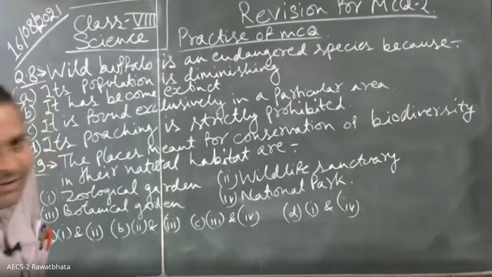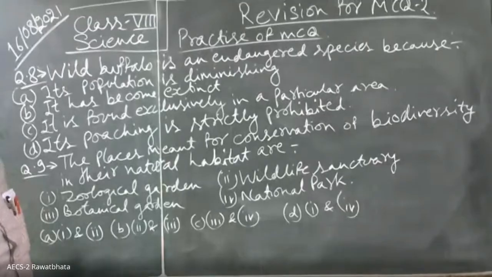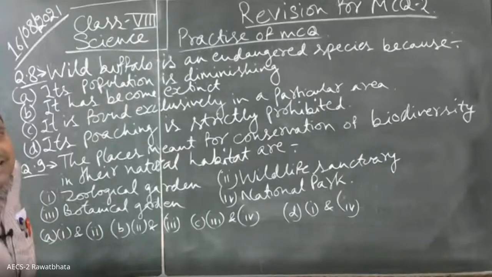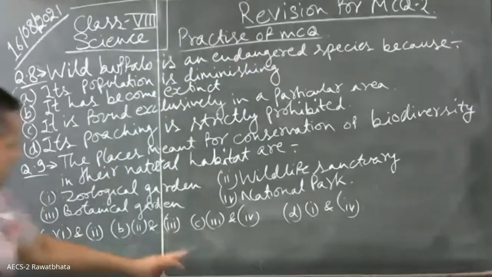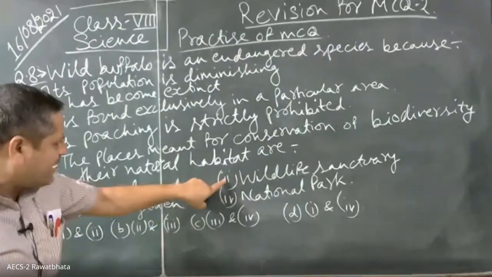Now, question number 9 will be answered by whom? Yes, Algia. Very good. Algia, answer. The places meant for conservation of biodiversity in their natural habitat are first option zoological garden, second wildlife sanctuary, third botanical garden, fourth national park. The correct answer is wildlife sanctuary and national park. Well done. So this corresponds to second and fourth.